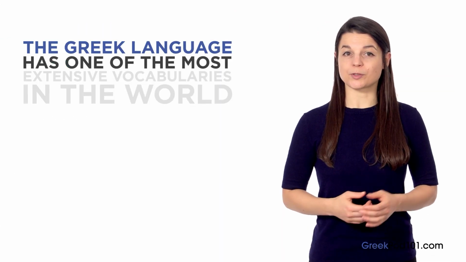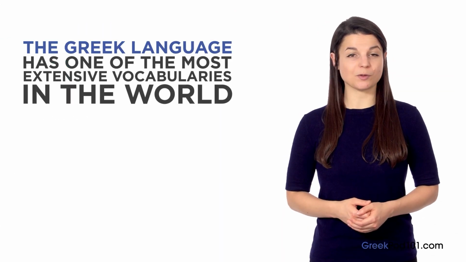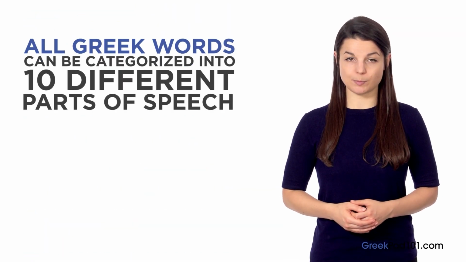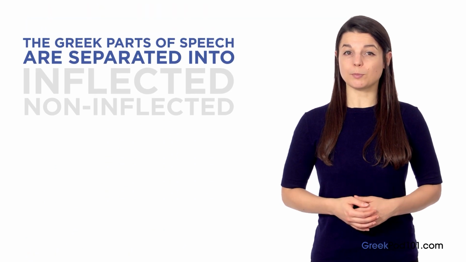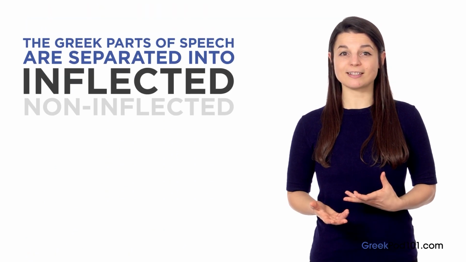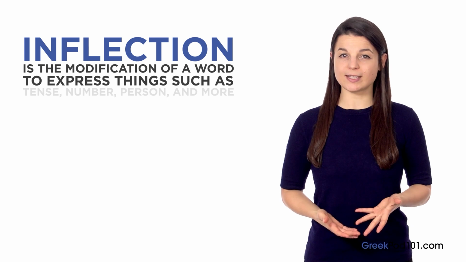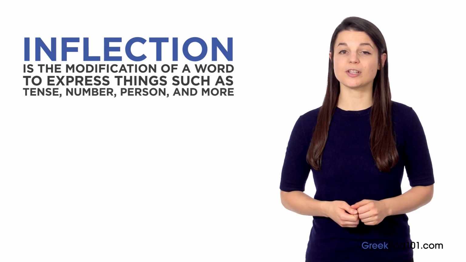The Greek language has one of the most extensive vocabularies in the world. All Greek words can be categorized into 10 different parts of speech. Furthermore, the Greek parts of speech are separated into inflected and non-inflected. You might be wondering, what is inflection exactly? Inflection is the modification of a word to express things such as tense, number, person, and more.